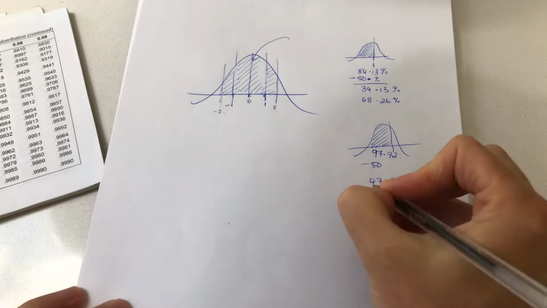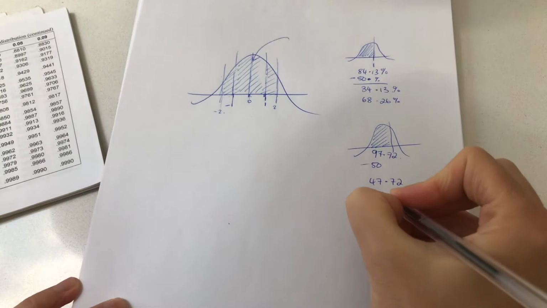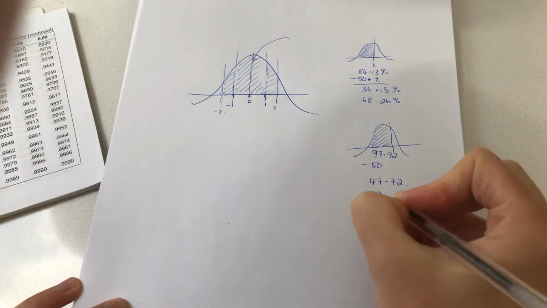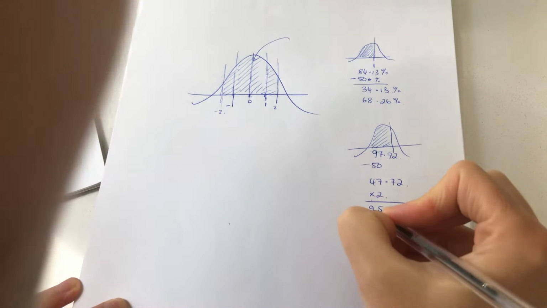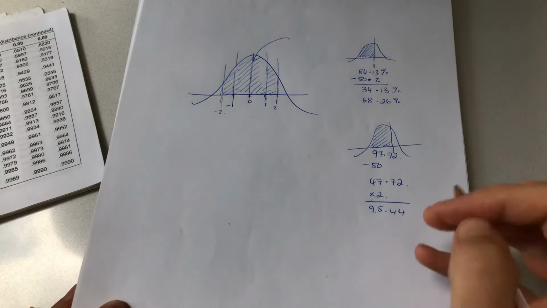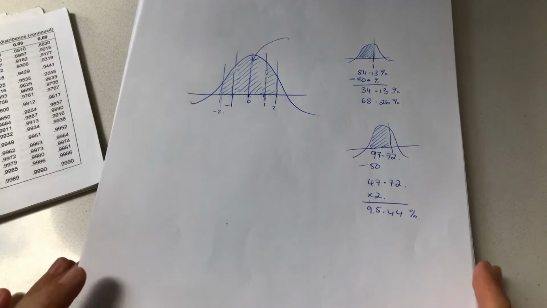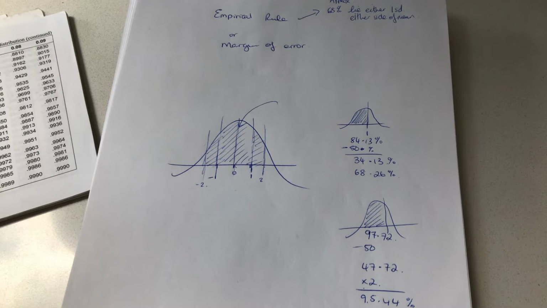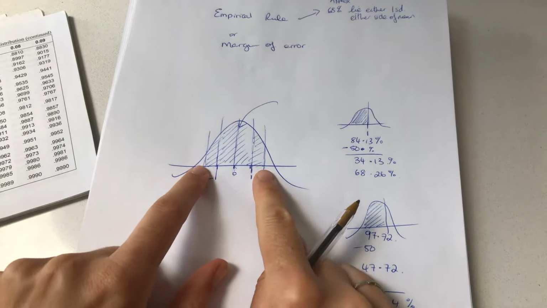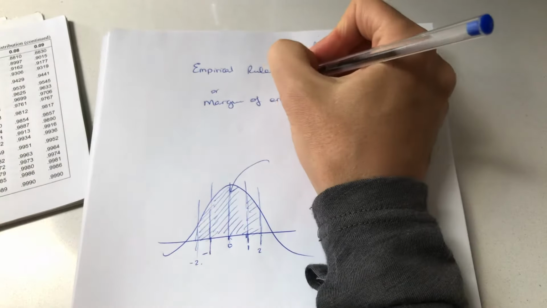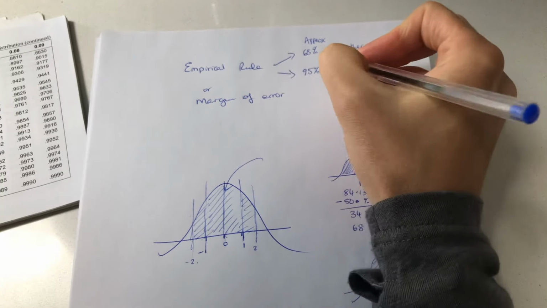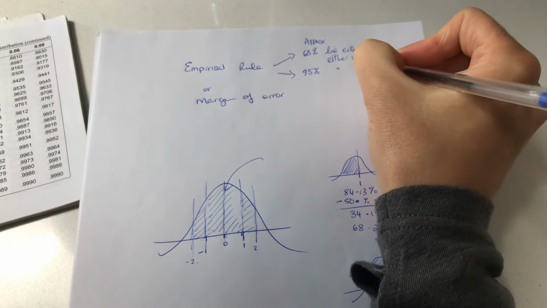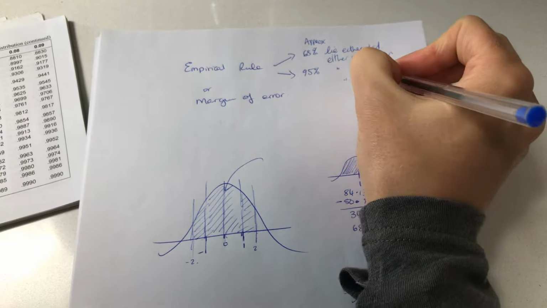I'm going to multiply that by 2. 95.44% is what accurately your chances of falling within 2 standard deviations of the mean. Whereas they do approximately again, and they say approximately 95%. Okay.